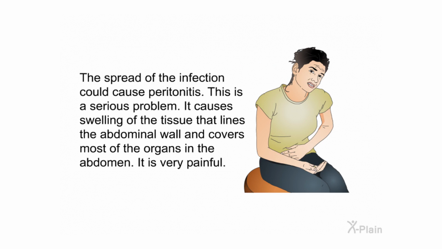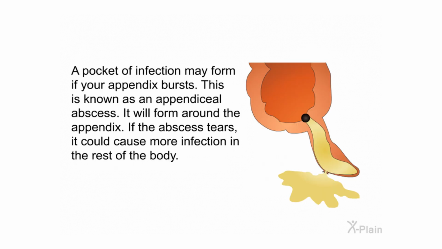The spread of the infection could cause peritonitis. This is a serious problem. It causes swelling of the tissue that lines the abdominal wall and covers most of the organs in the abdomen. It is very painful. A pocket of infection may form if your appendix bursts. This is known as an appendiceal abscess. It will form around the appendix. If the abscess tears, it could cause more infection in the rest of the body.